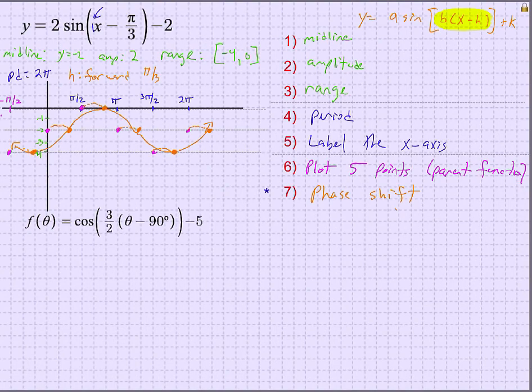We'll start with the midline, the amplitude, and the range. The midline is y equals -5. The amplitude is 1. And so the range is from, again, we're only negative here, -6 to -4.